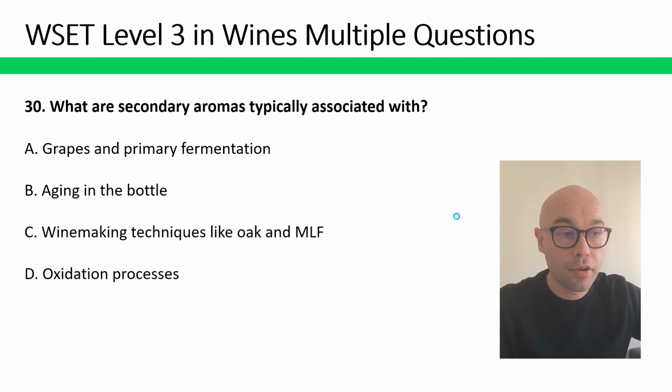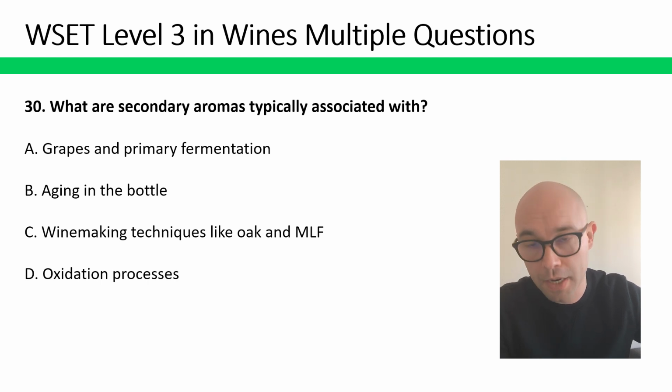What are secondary aromas typically associated with? Grapes and primary fermentation, aging in the bottle, winemaking techniques like oak and MLF, oxidation processes. The correct answer is C, winemaking techniques like oak aging and malolactic fermentation or conversion.